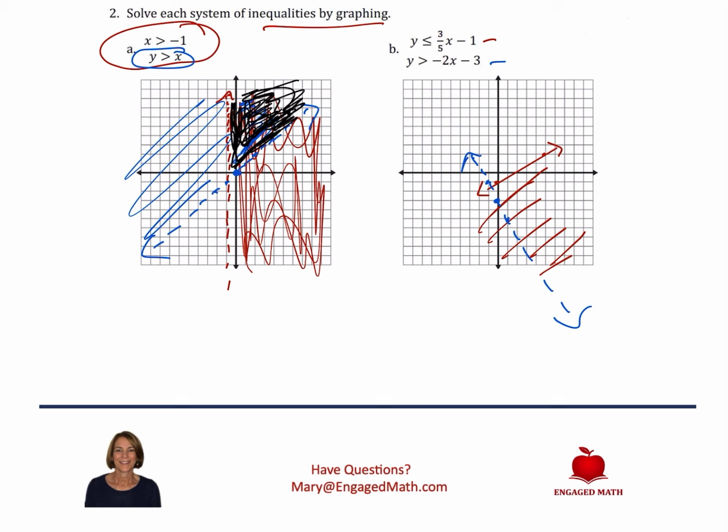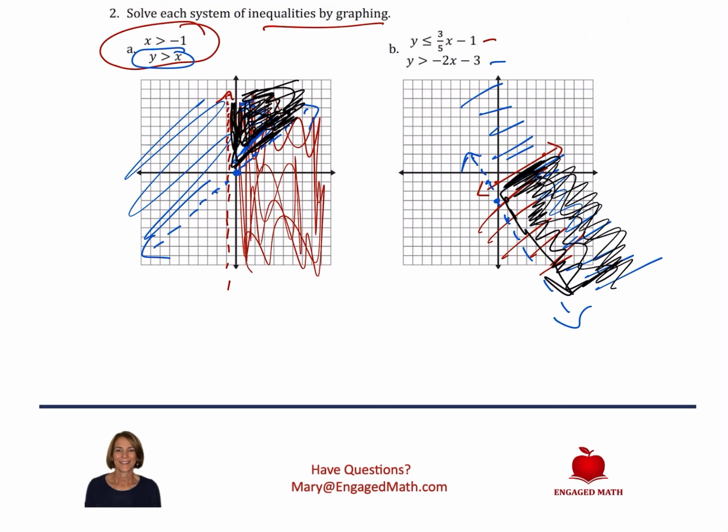Once again, I'm going to shade, in this case, y is greater than that. So the points that work here are the blue, but they're also up here. But the only part that has both the red and the blue, I'm going to shade in black, because that is the actual solution. It has to be below the red line and above the blue line. And so it's only those points in this little section right here that are solutions to the system.